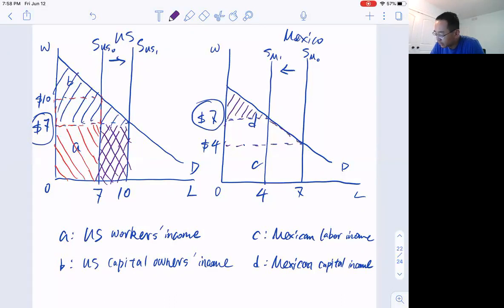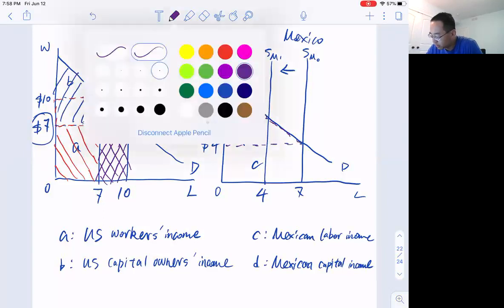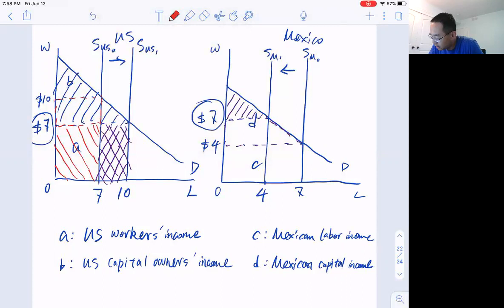And now the workers that remain make this much, right? Because there are 4 million that remain, they make $7 each. So this becomes the workers' new income. You can see the middle box right here transferred from capital owners to workers. They're happy, but overall they lost all this area that used to be part of their income, but now it's gone.